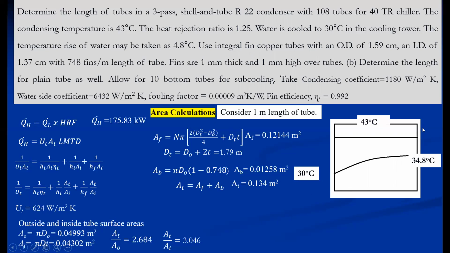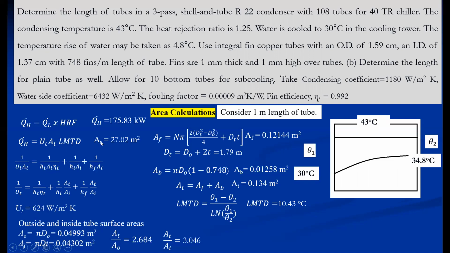So inlet and outlet temperatures are given, and the condensing temperature is given. That means theta 1, theta 2 we can calculate. Similarly, LMTD we can calculate. So LMTD comes around 10.43. Now in this way we have the QH value, we have the UT value, and we have the LMTD value. So putting these three values here, we can calculate the total heat transfer area.